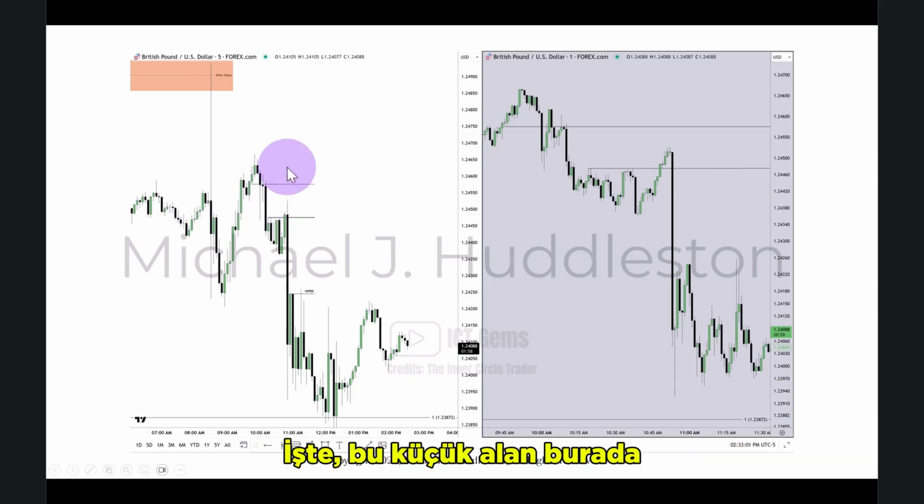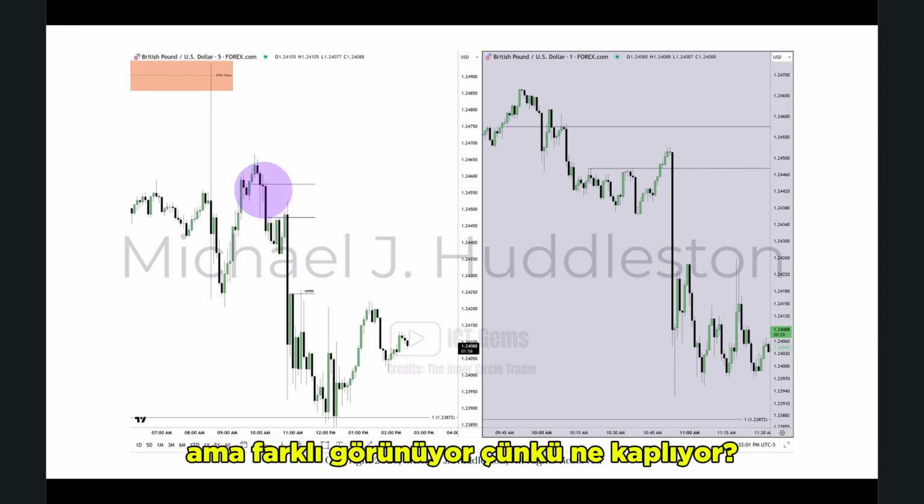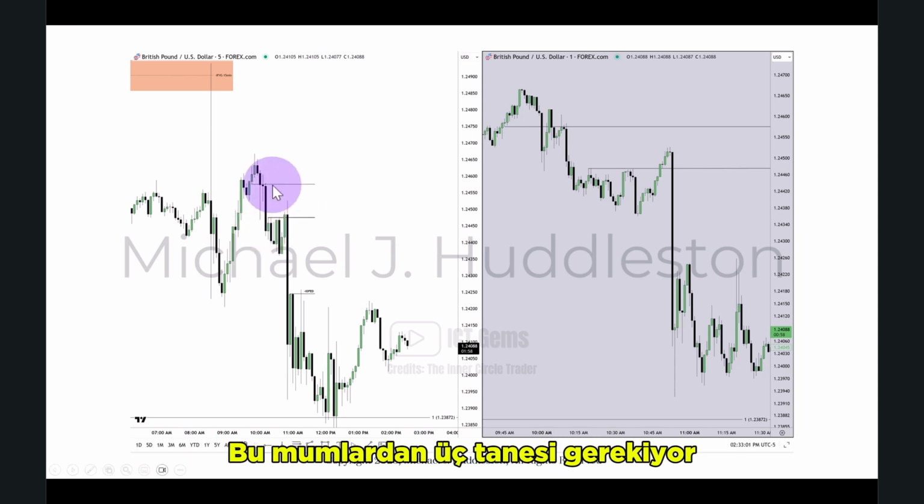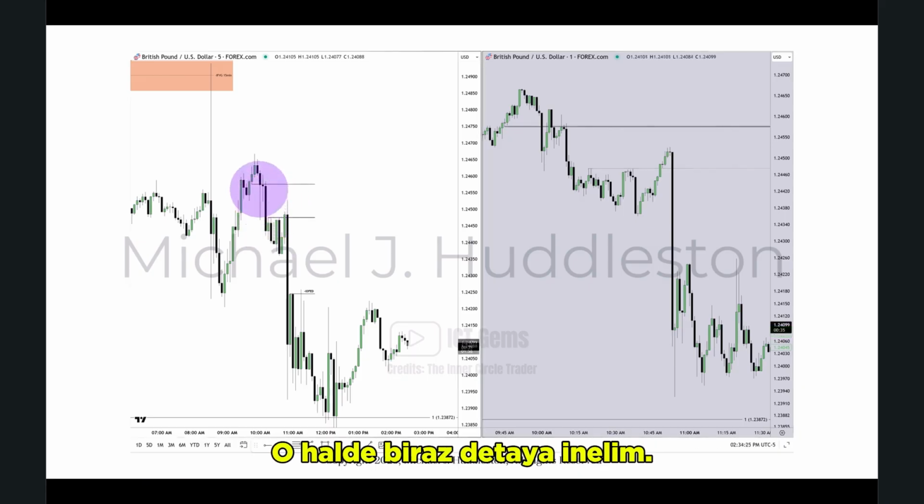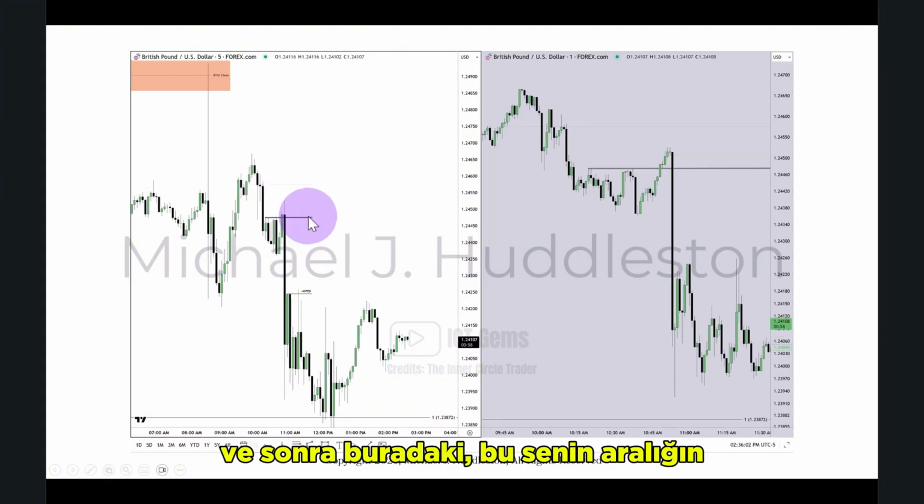Here, this little area here is that 15-minute time frame fair value gap or SIBI, but it looks different because it takes up what? It takes 3 of these candlesticks to make that one 15-minute candle. So let's get some detail in here. So we're going to, again, use the high of that fair value gap. And then this one here, that's your range.